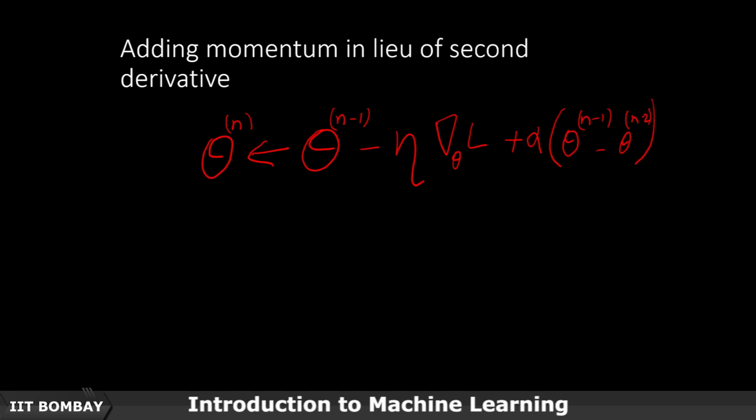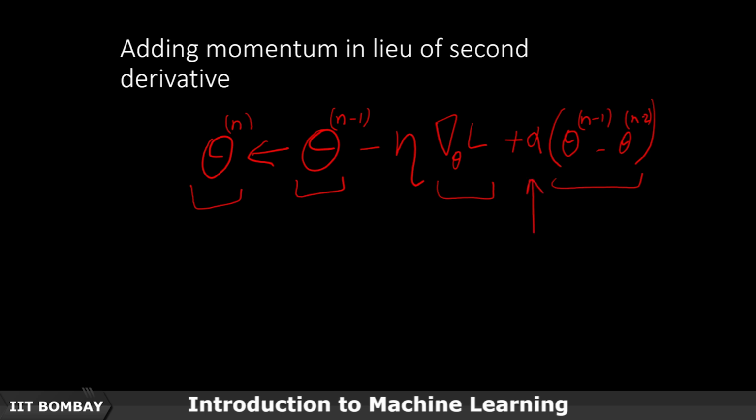Okay. So notice that the dimension of this, the dimension of this, the dimension of this and the dimension of these all are consistent, which is the number of free parameters in the neural network. All of them are the same. Now, what does this alpha do?